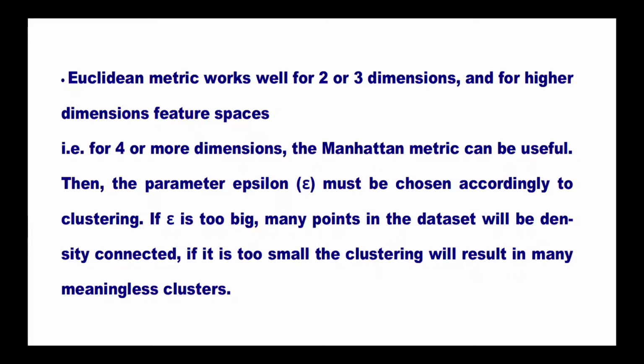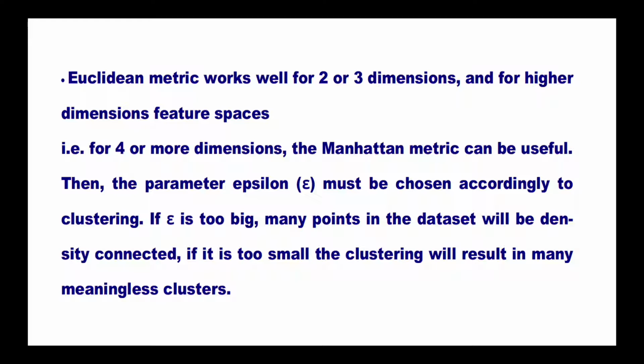After scaling the feature space of the data set, it is time to choose the spatial metric on which DBSCAN will perform the clustering. They must be chosen based on the problem. Euclidean metric works well for 2 or more dimensions, and for higher dimension feature space, that is for 4 or more dimensions, the Manhattan metric can be used. Then the parameter epsilon must be chosen according to clustering.